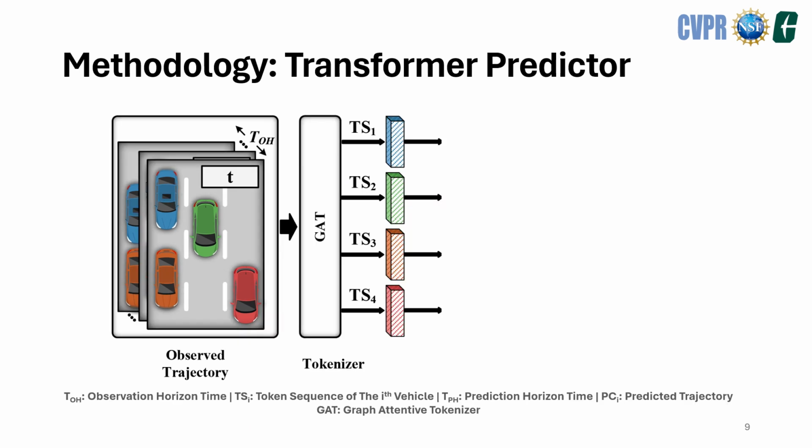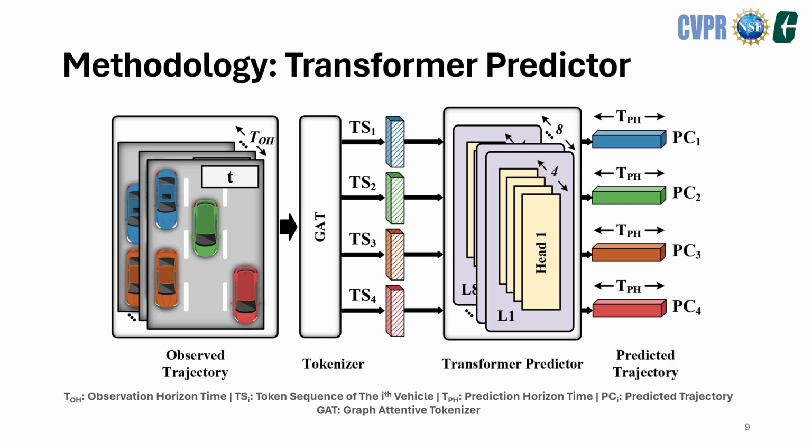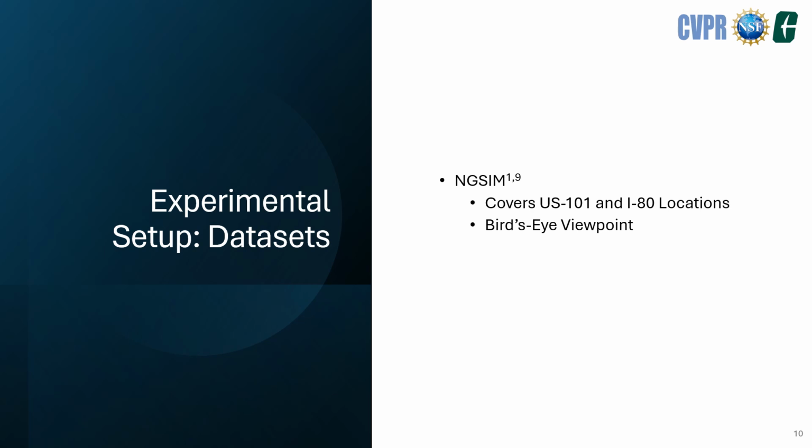Now, the constructed tokens for each vehicle are individually fed into a transformer predictor featuring 8 layers and 4 heads to predict future trajectories over TPH time steps. Multiple datasets, each offering distinct viewpoints, are utilized to assess the performance of the model. The NGSIM dataset, a key benchmark in this area, covers the US 101 and I-80 roads from a bird's eye perspective. All data in this dataset is hand annotated, resulting in minimal noise and high reliability.